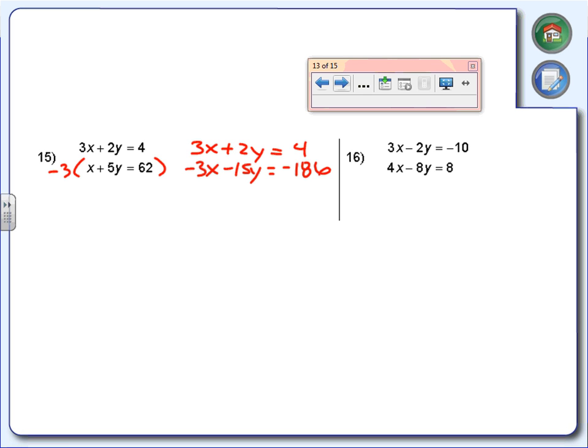All right, let's see if that's going to work. We multiplied by negative 3. Are the x's going to eliminate if I add those two equations together? Absolutely. 3x plus a negative 3x is 0. We just eliminated the x's, which was the whole idea behind multiplying by negative 3. You've got 2y plus a negative 15y, that's a negative 13y. 4 plus a negative 186 would be a negative what? 182. All we've got to do now is divide by negative 13.